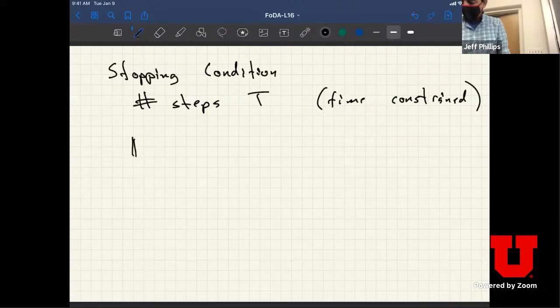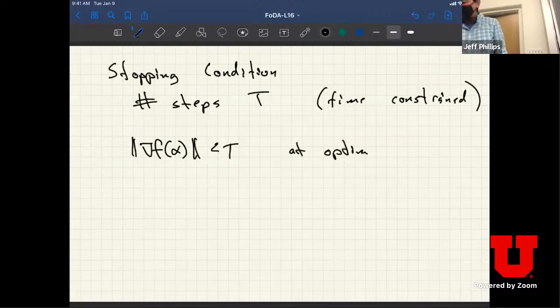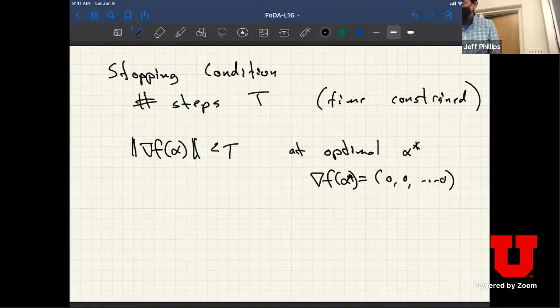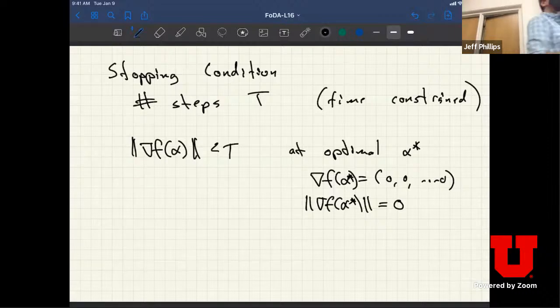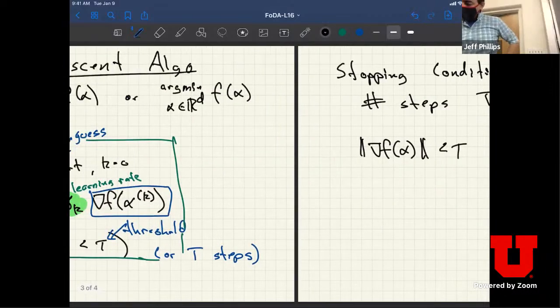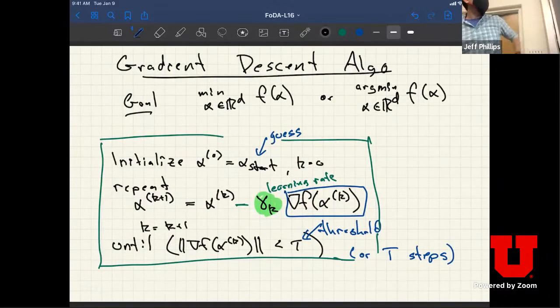The other one is if the norm of the gradient is less than some threshold. We should remember that at the optimal alpha star, the gradient of alpha star is going to be equal to the all zeros vector, which would mean the norm is going to be 0. So as we get closer to 0, that's an indication we're closer to the minimum here.